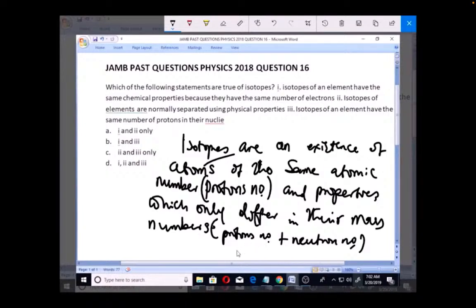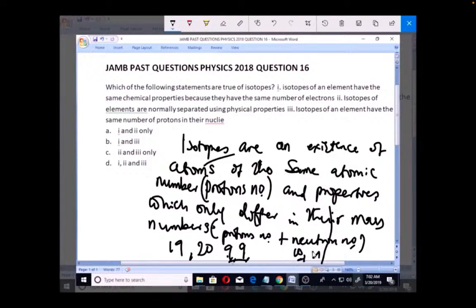So if you have an atom that has, let's say, 9 protons, 2 of them having 9 protons, but because one is having 10 neutrons and the other one is having 12 neutrons, this one is going to have mass number of 19 and this one is going to have mass number of 20. So you see that their proton number is the same but their neutron number is different. So that is what we call isotopy.